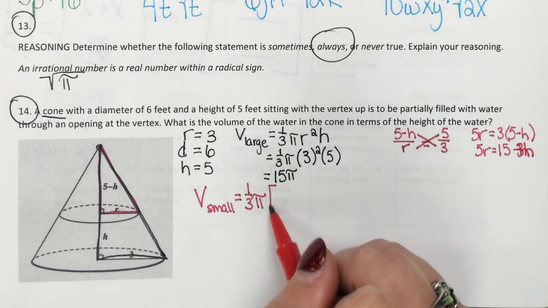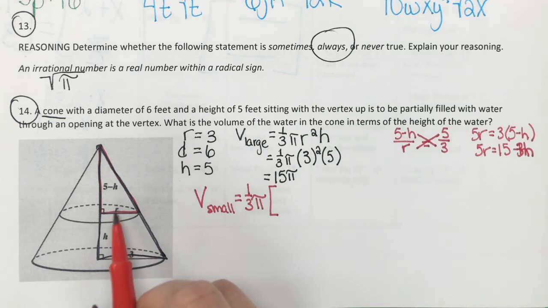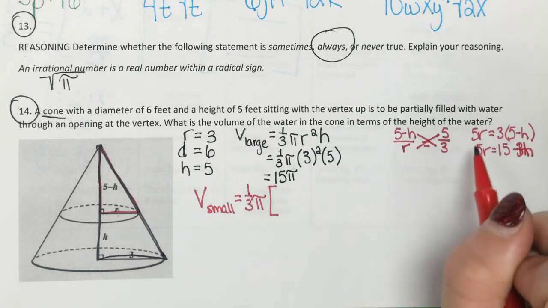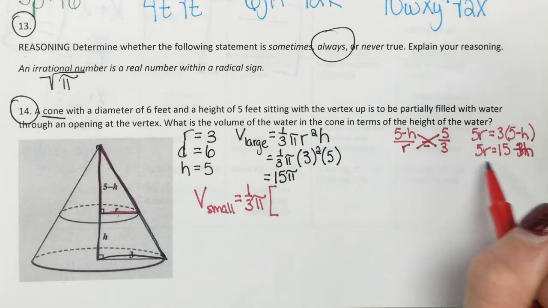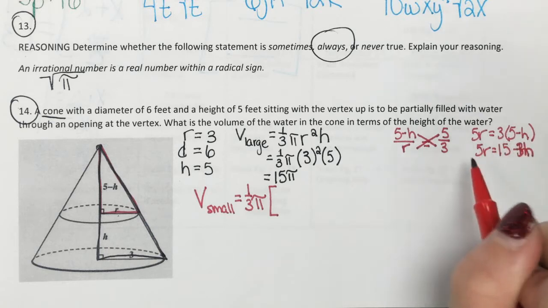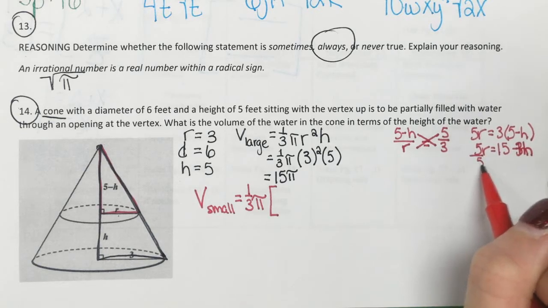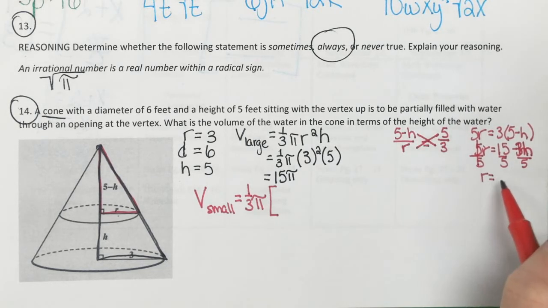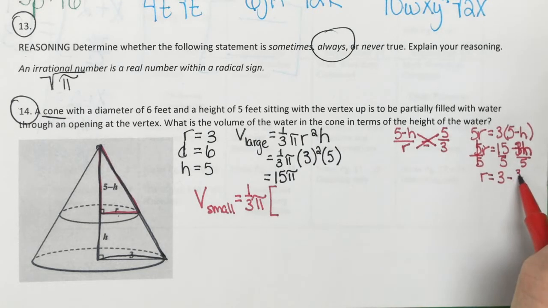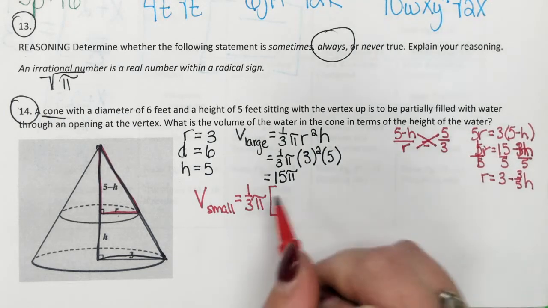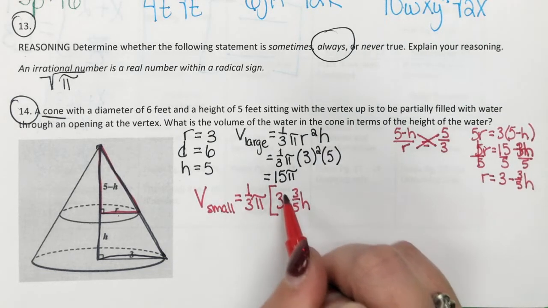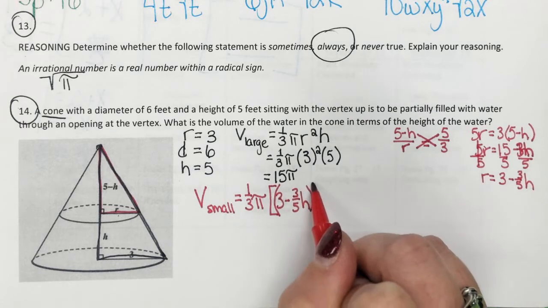All right, but now we need to find the radius, because I can't say r, because what was r for the big one? 3, so I can't say r. But what can I do to this guy right here to figure out what r is for the small one? Divide everything by 5. There you go. So r is equal to 3 minus 3/5 h. So that's what our r is. And that is squared.